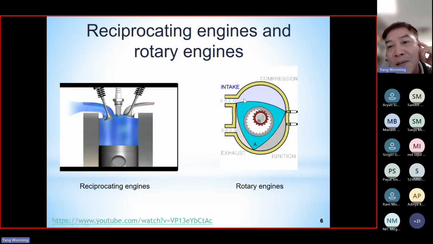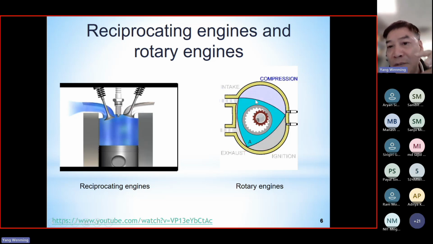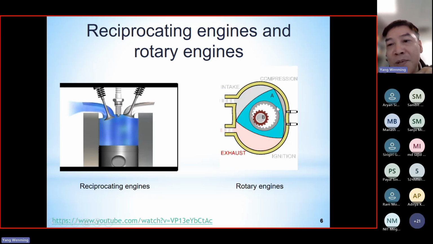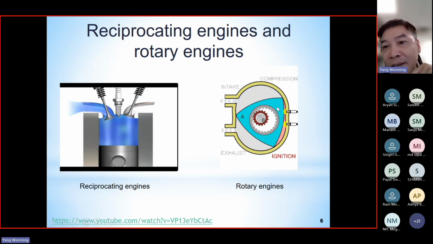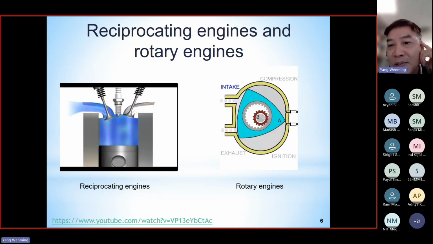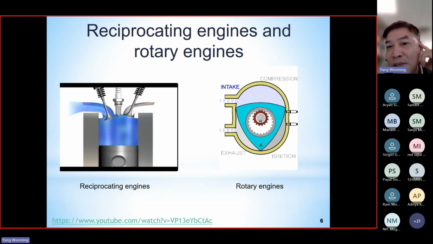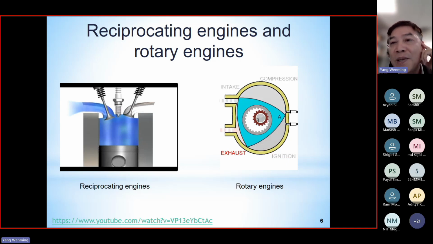Firstly, sealing is a major challenge faced by rotary engines, because the sealing between the different processes, the different chambers, is done by the tip of the rotor and the casing. This kind of sealing always faces some problems. You cannot fully isolate the contact between the different chambers, which means there is some kind of leakage.